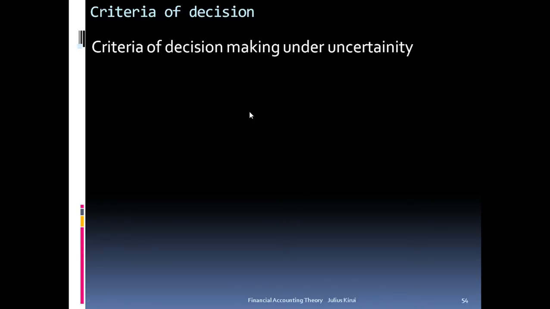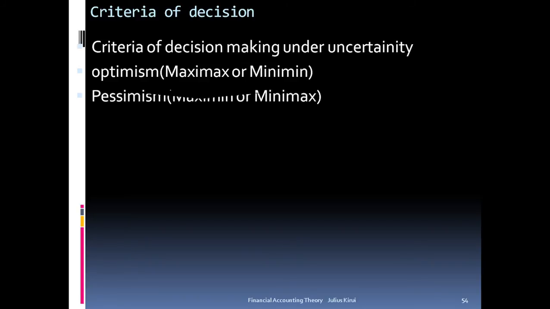Criteria of decision making under uncertainty. One, optimism. Optimism is based on maximax or minimin. Two, pessimism. Pessimism is based on maximin or minimax.